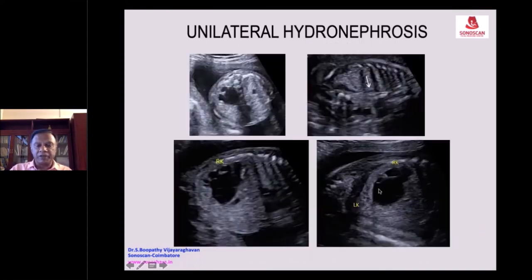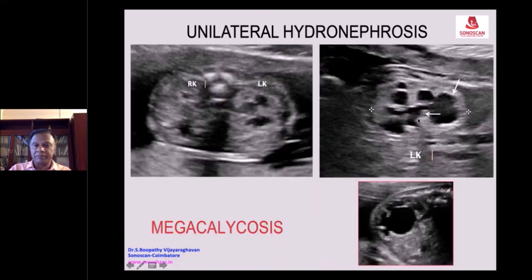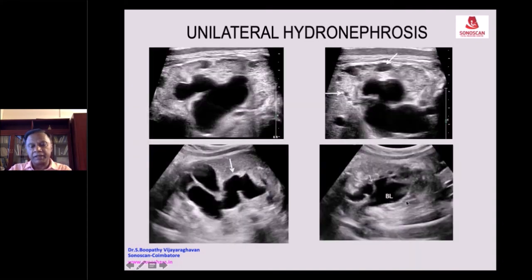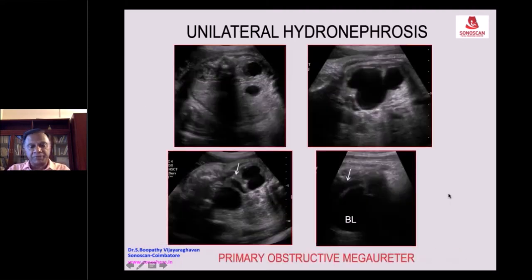So this is on the same side, in continuity with the hydronephrotic kidney. So it is a crossed renal ectopic kidney with a PUJ obstruction of one of the kidneys. Here the renal pelvis is almost normal, only the calyces are dilated. That is megacalicosis. It is a ureter ending in a ureterocele. So, ureterocele with an almost total obstruction resulting in obstructive dysplasia of the kidney and obstructive megaureter.